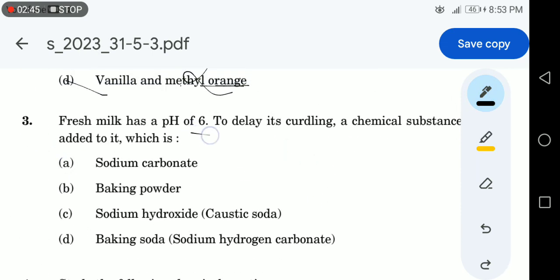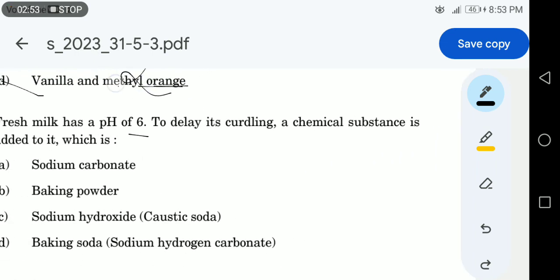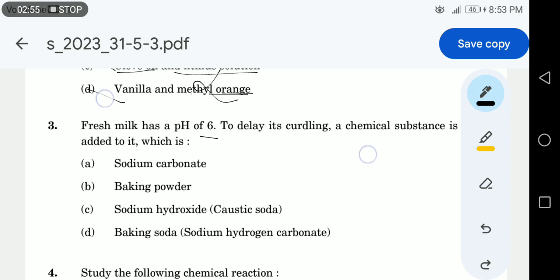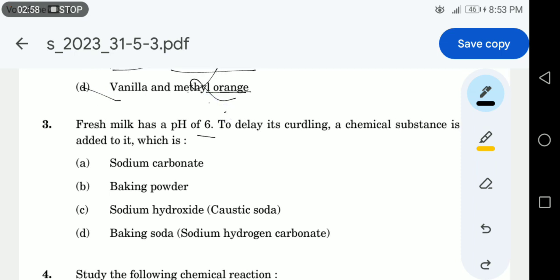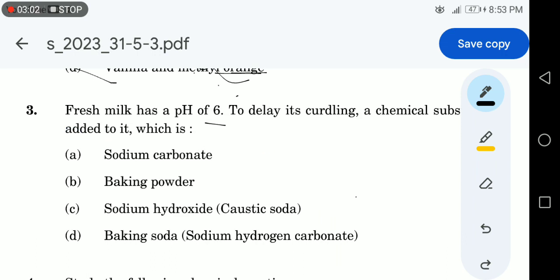Fresh milk has a pH of 6. So why is it 6? It is due to the presence of lactic acid. To delay its curdling, a substance is added to it. So probably we have to add some kind of basic substance. So basic substance, sodium carbonate.